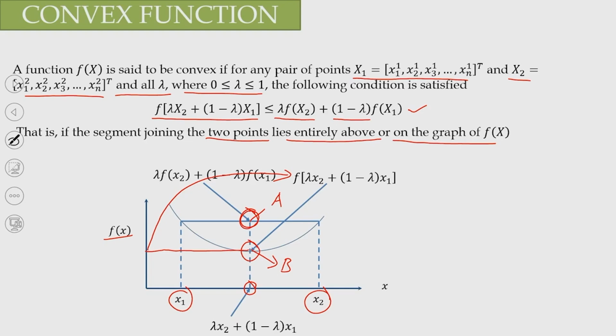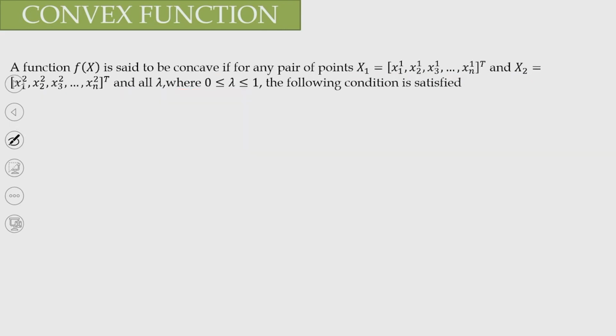So, this is the definition of the convex function. If you take any 2 points, suppose this is x 1 and somewhere here this is x 2, and if I draw this, then that will also be true, that particular point will be above B. For any value of lambda, A will be above B, so in that case the function will be called a convex function.